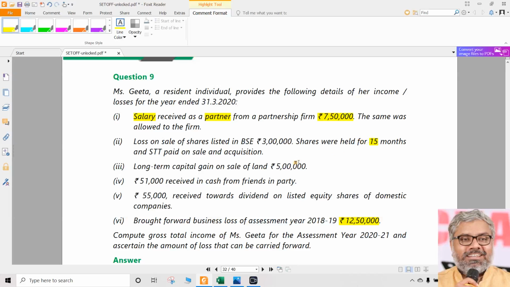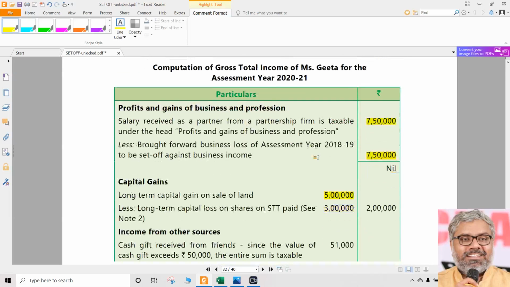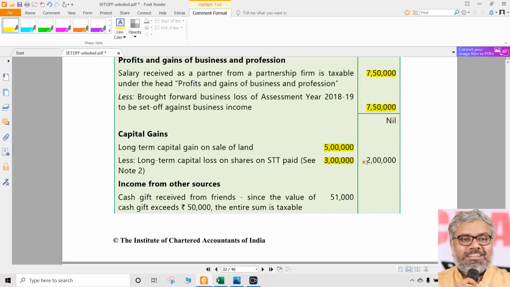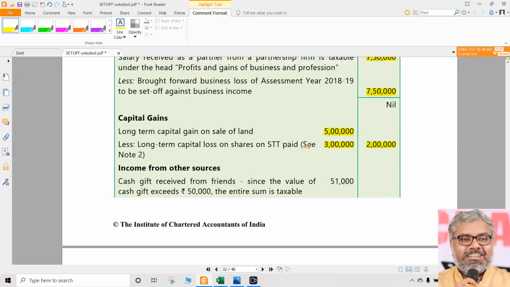See, shares when they are held for more than 12 months, what is that? That is a long-term capital asset. So long-term capital loss only. So can long-term capital loss of 3 lakhs be set off against long-term capital gain? Absolutely no problem. So those two are set off. So finally 2 lakhs is going to be taxable.